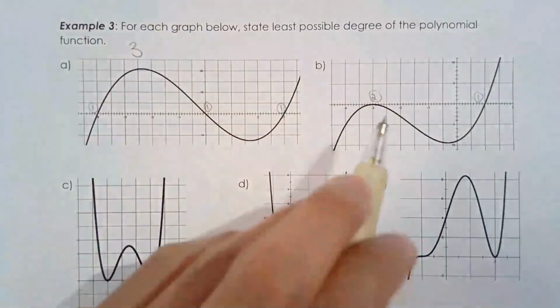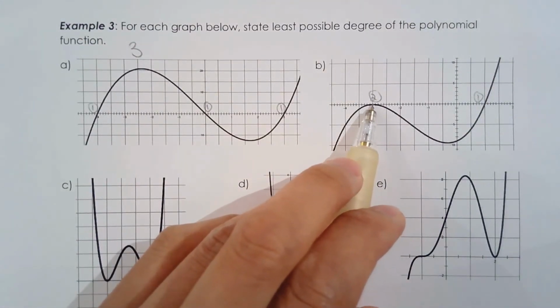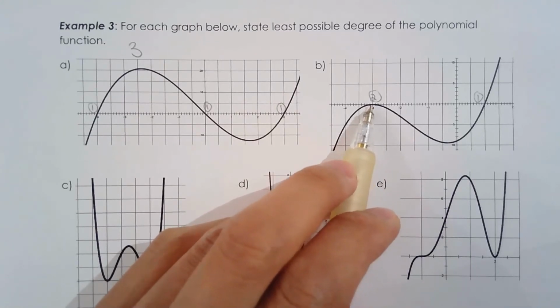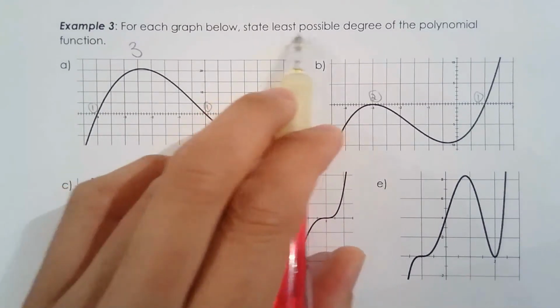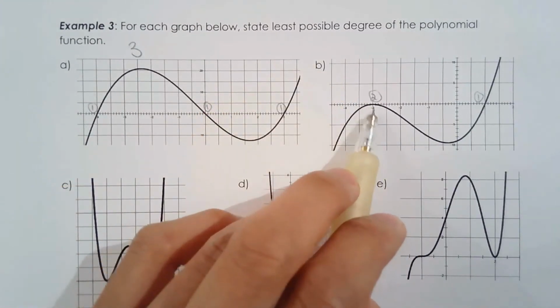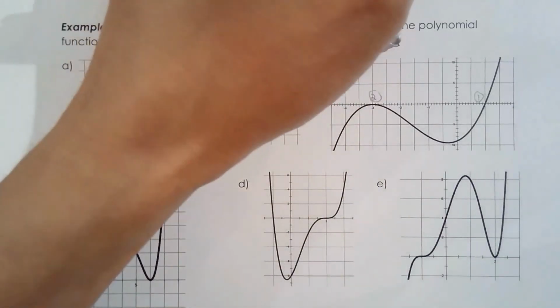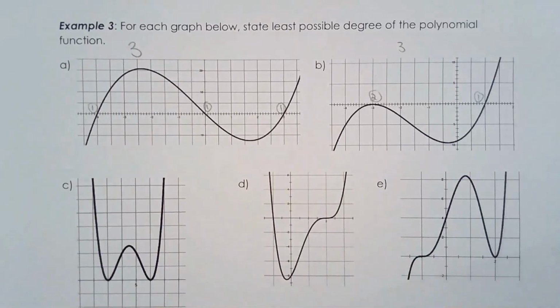Now wait a minute. For this zero, can we not say it's an order of 4 or 6 or 8 or any even number? But since we are asked to find the least possible degree, we're going to assume it's 2. Could it be 4? Yeah, maybe, but we're going to go with 2. So 2 plus 1, that means the degree is 3. So these two are actually both cubics.